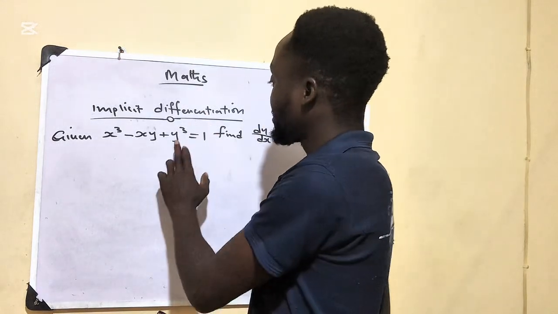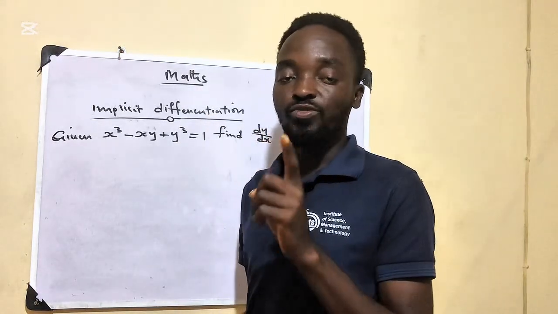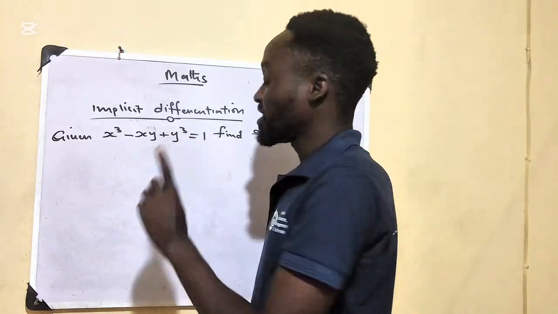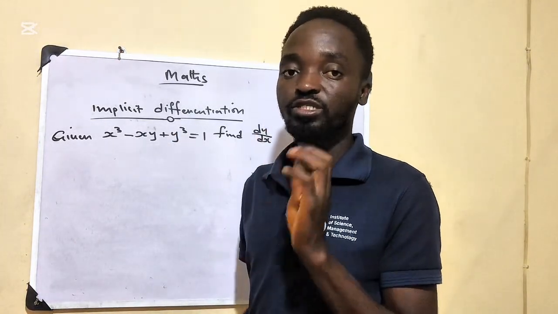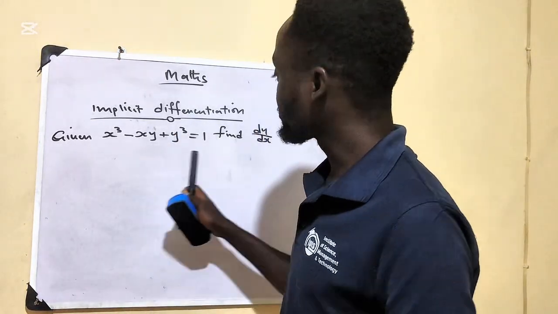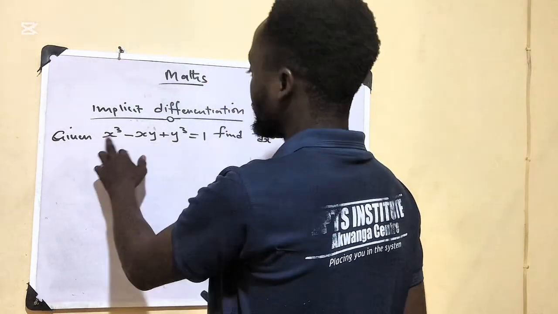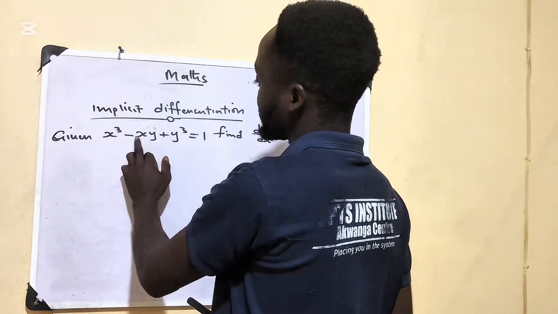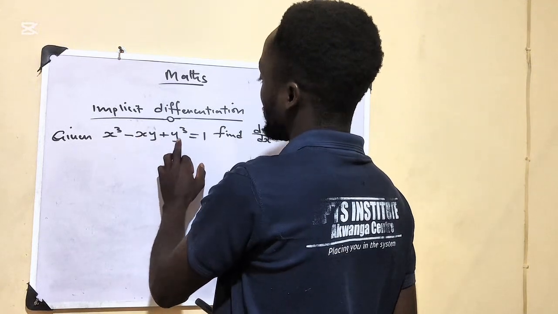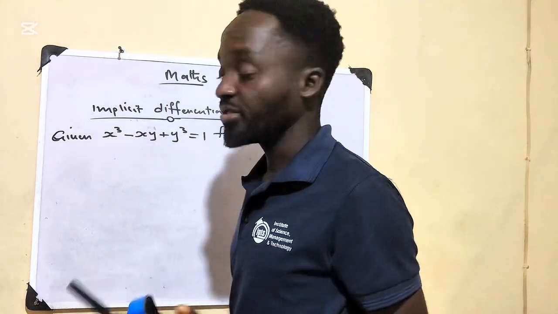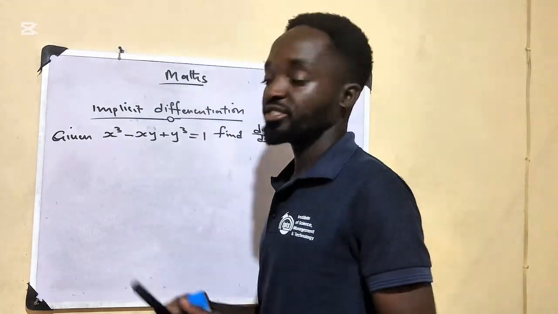But whenever you are differentiating a y function, always put the dy/dx at the back of it, okay? After you finish differentiating a y variable, only the y variable, always put the dy/dx. Let us solve this question so that you understand more what we are trying to see here. Now we are given x cubed minus xy plus y cubed is equal to 1. Find dy/dx. So we are going to differentiate this one using implicit differentiation.